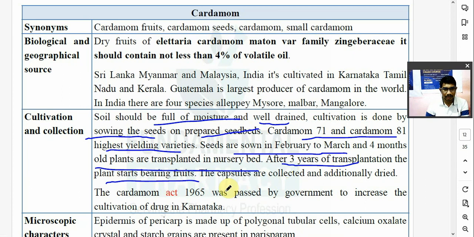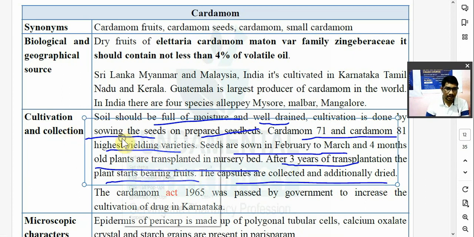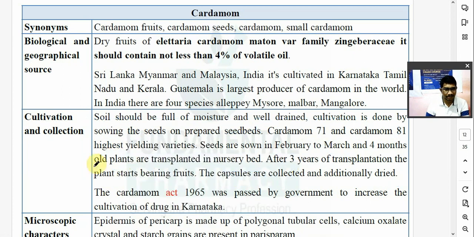Capsules are collected, they are dried. Capsules you have to collect, they are dried. And the collection method is also simple. You can collect these seeds by picking one by one. That is the picking method. Another method is the beating method. Beating means, you hit the plant itself.